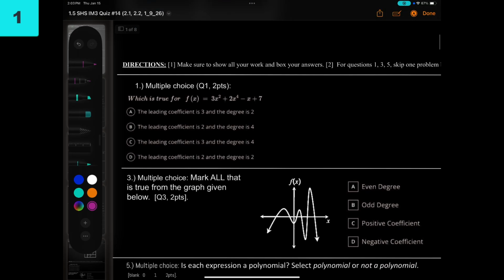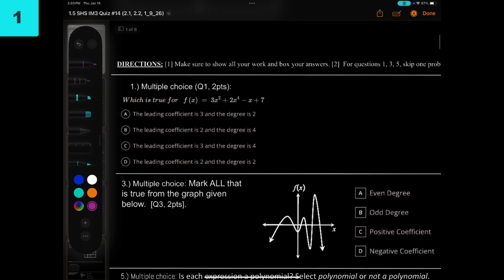Okay, down here we allow you to skip. And if you didn't skip one, we put an X for you. So which is true for f of x? Something I noticed is this is not in order. Okay, the order has to be by the exponent.